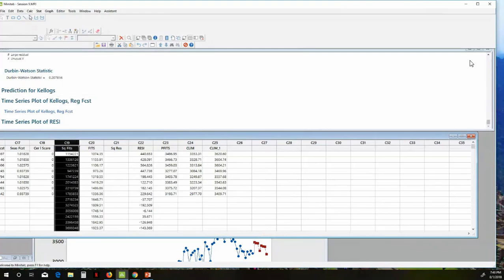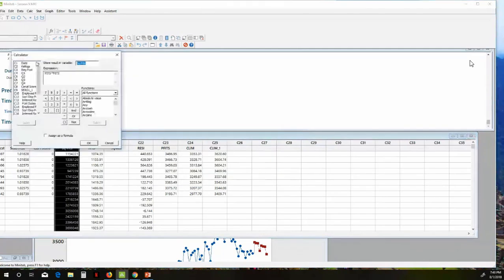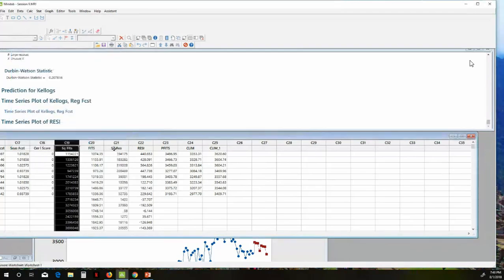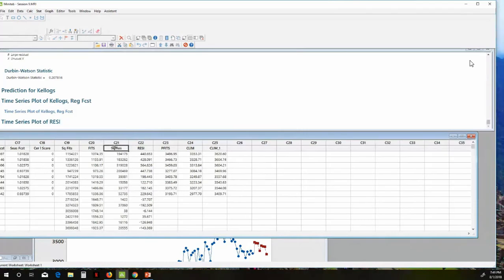Go to calculator. We're going to amplify those residuals. We're going to put this into squared residuals. And we're going to take the residuals, just multiply them, asterisk, by themselves. And there we've got the amplified residuals. And notice when you square them, all the signs change to positive.